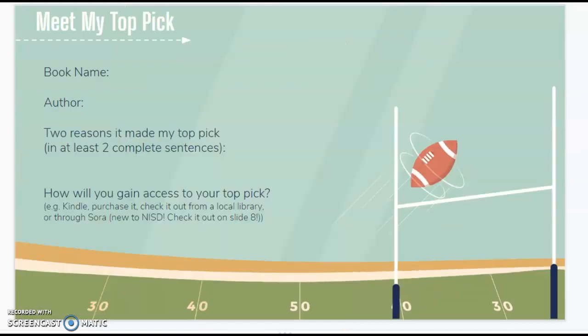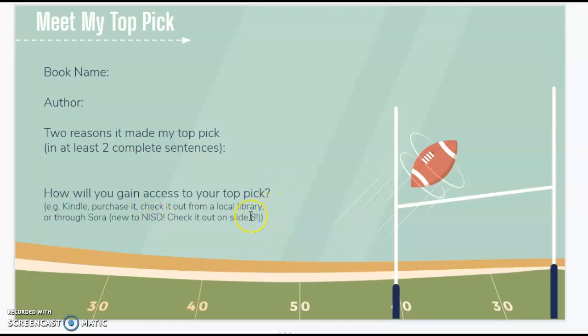Slide 7 is where you are going to talk about your top pick, the book that you chose. Title, author, why you chose it. Make sure you're using your 7th grade writing skills, not your kindergarten writing skills. And then tell me how you're going to access the book.